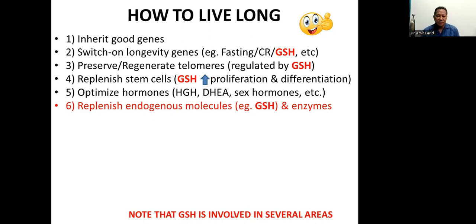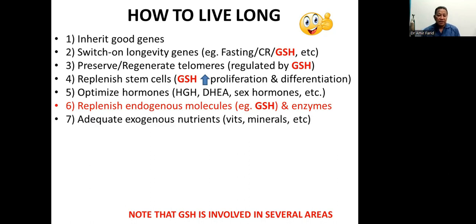Many enzymes are produced by the body. We have the endogenous enzymes, which also need to be looked at and replenished. I mentioned, for example, telomerase. So you need adequate exogenous nutrients, the vitamins, the minerals, and many other things we need for good health.